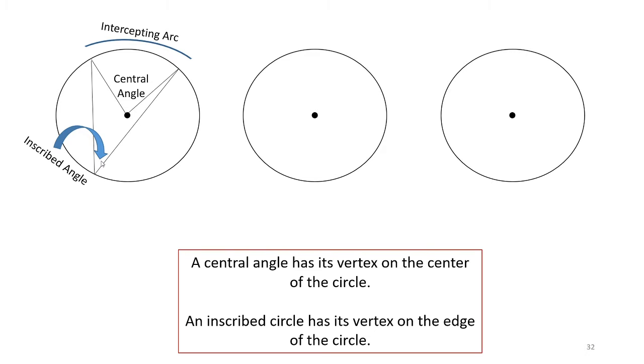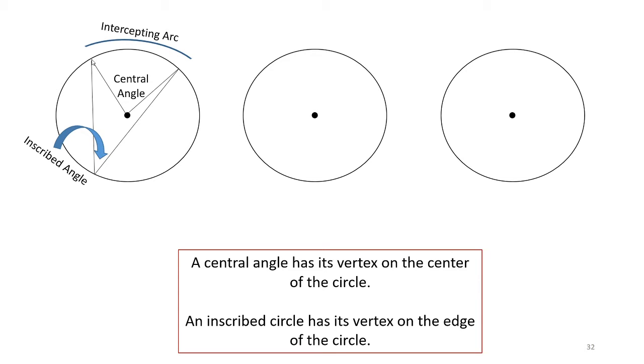So check this out. We've got a central angle right here. Central angle starts at the center. That's where the vertex is. And an inscribed angle has the vertex on the edge. If they have the same intersecting arc, then this angle right here is going to be double of that angle right there. So for example, if this was 100 degrees, this one would be 50.